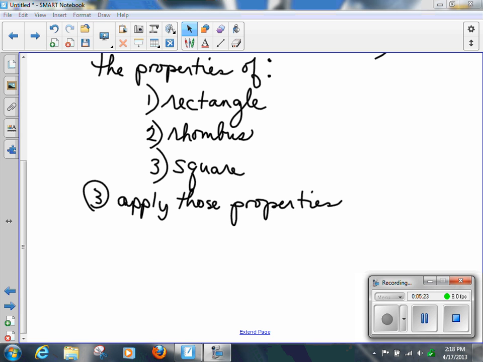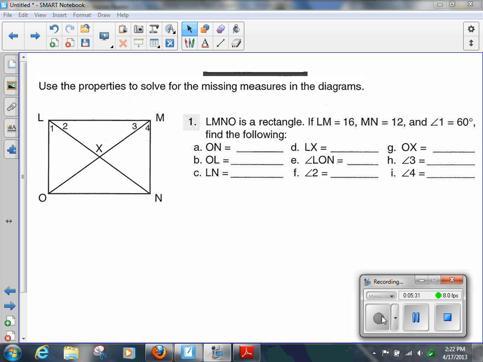Apply those properties, okay? Are you ready? So let's look at this worksheet that I have. All right, so let's look at this. Here we go. Guys, you may need your calculator. It should already be out though.